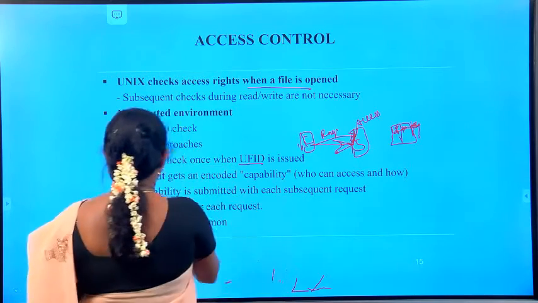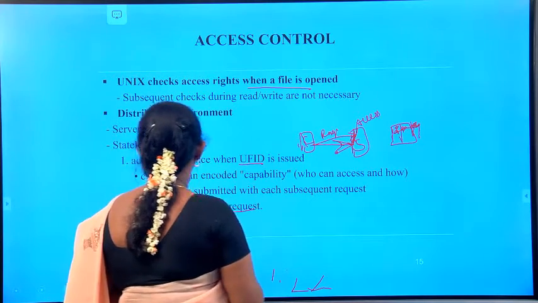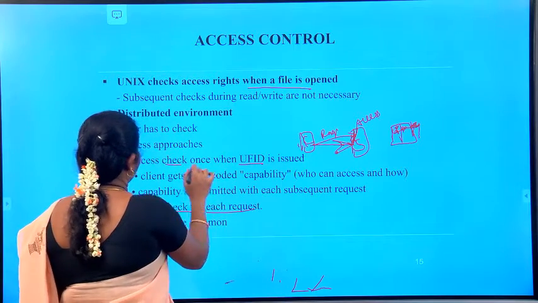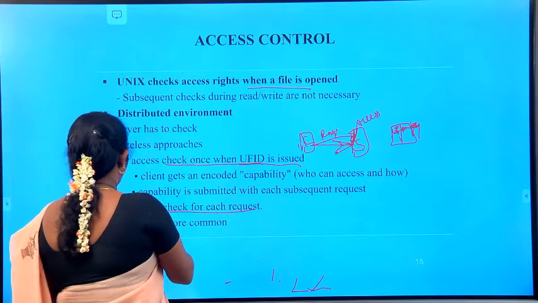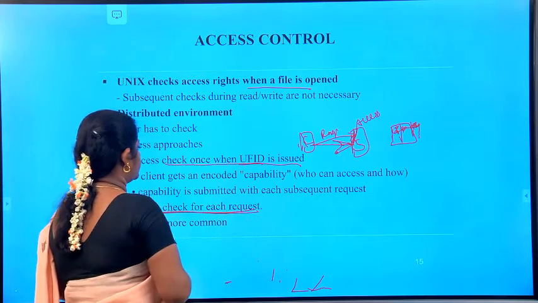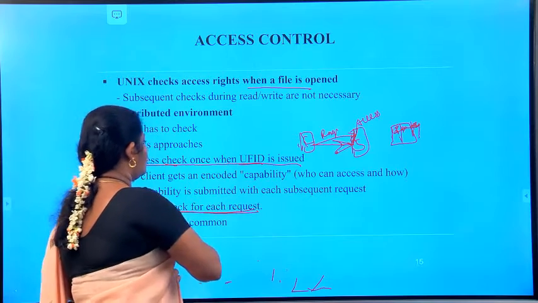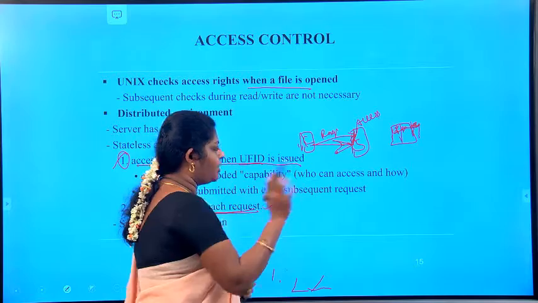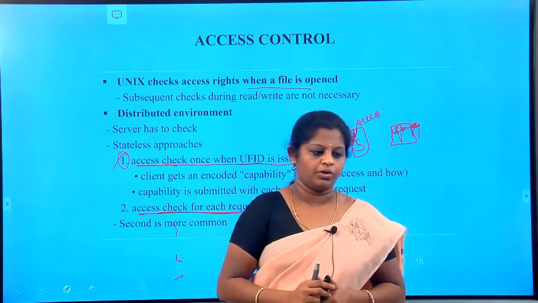Each time the access checks for the request. First, the access checks once when a UFID is issued. This is the first time. And access checks for each request. The first time it will be checked for the particular file ID, and the next one for each and every request for the particular ID. A check is made whenever a file name is converted to a UFID also.